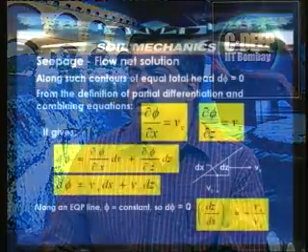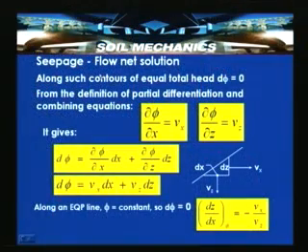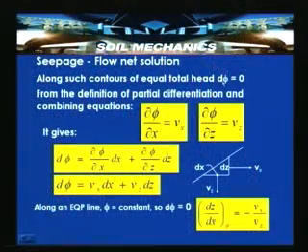Now, we will try to determine the slope of the potential line. Along such contours of equal total head, we can say that d phi is equal to 0, that is, the change in potential head along a particular potential line is 0, that is d phi is equal to 0.